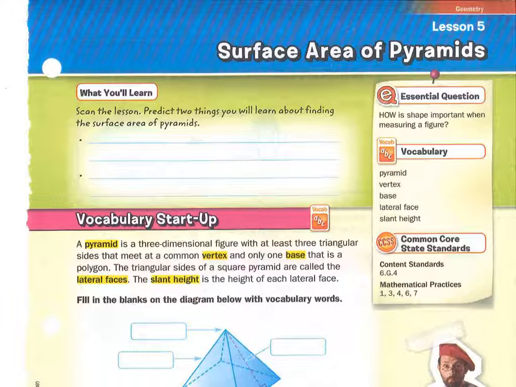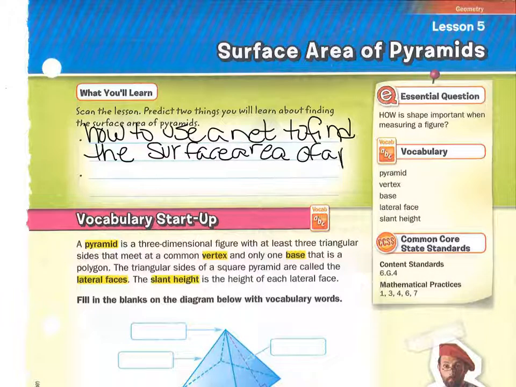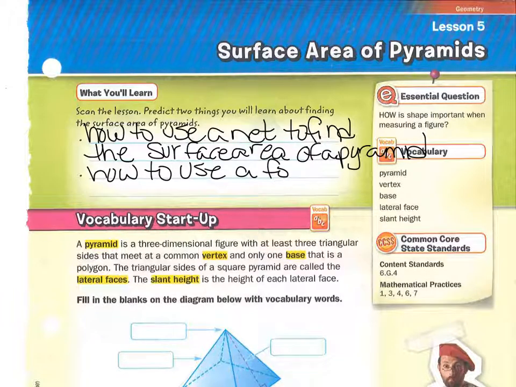Okay, let's talk about a couple of the things that you'll be learning in this lesson. One thing that you'll be doing again is using nets. So you will learn how to use a net to find the surface area of a pyramid. That's one thing you'll learn. And you will also learn how to use a formula to find the surface area.